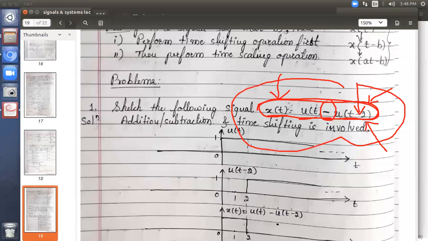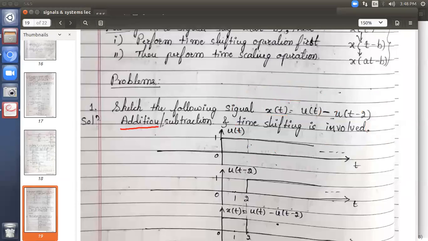This question involves one shifting operation, and the other is subtraction or addition. Both are interchangeable here. So two operations are involved. You can look at the screen also. I have written addition, subtraction and time shifting are involved here. So the very first thing is identification. Now you know what all to perform. Let's start.